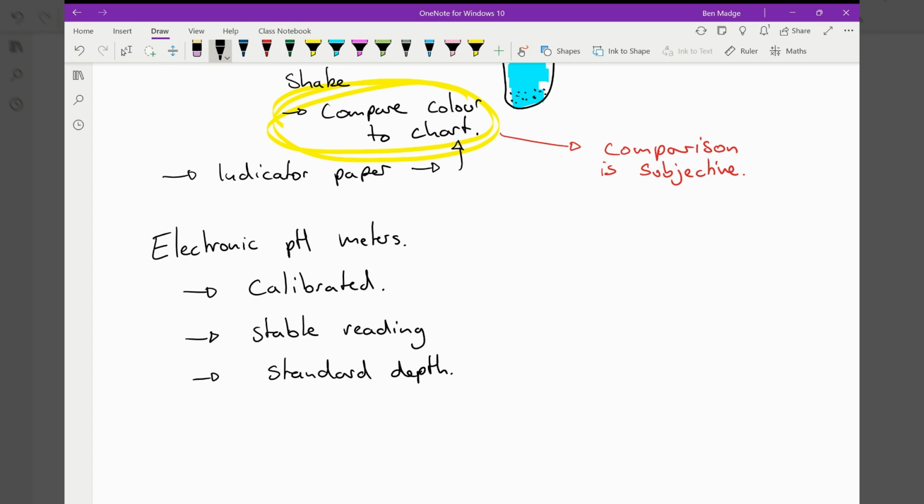And this is potentially our limitation to this: it's less convenient because we have to calibrate it first using buffer solutions, which can be a little bit fiddly and expensive.